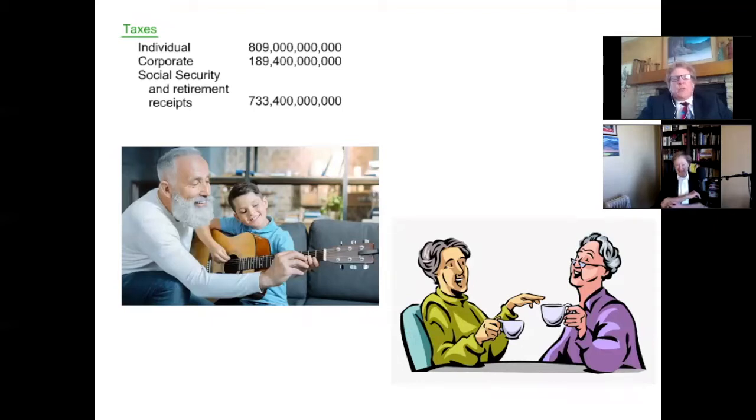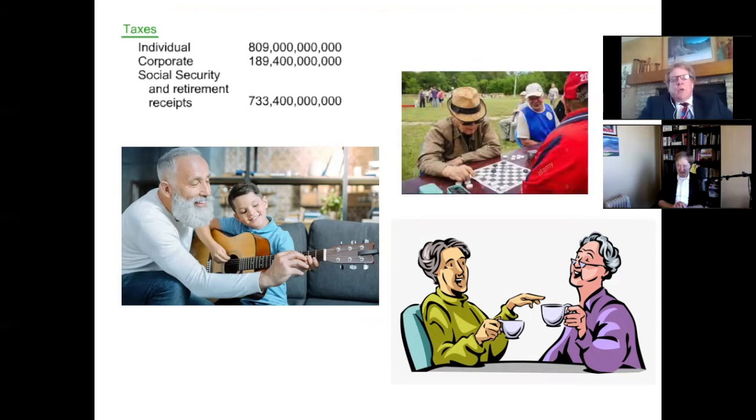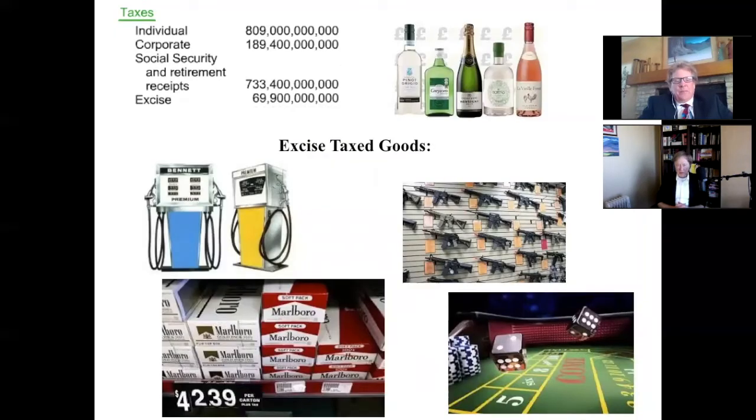And so this is what people are receiving once they reach retirement age or they have some sort of Social Security disability and apply with the Social Security Administration. This is the receipts per year. So in 2004, $733 billion was received for retirees or people with disabilities who have filed with the Social Security Administration. So next we have excise taxed goods, which is at $69 billion a year.